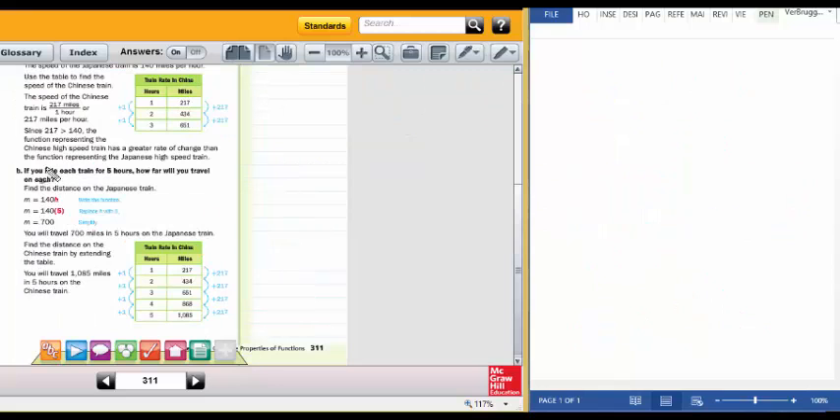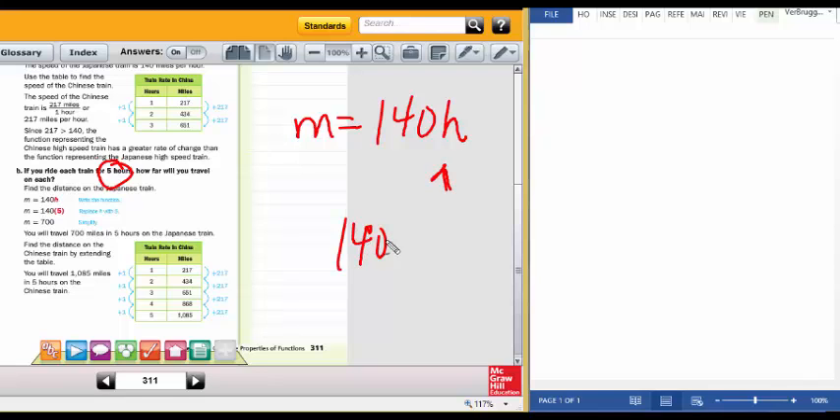Now let's take a look at letter B. If you ride each train for 5 hours, how far will you travel in each? Well, we have two different equations here. We have m equals 140 times h, and in this case our h is going to be 5, so it's 140 times 5, which is 700. That's represented right here. We can move over here and do the same thing with this.